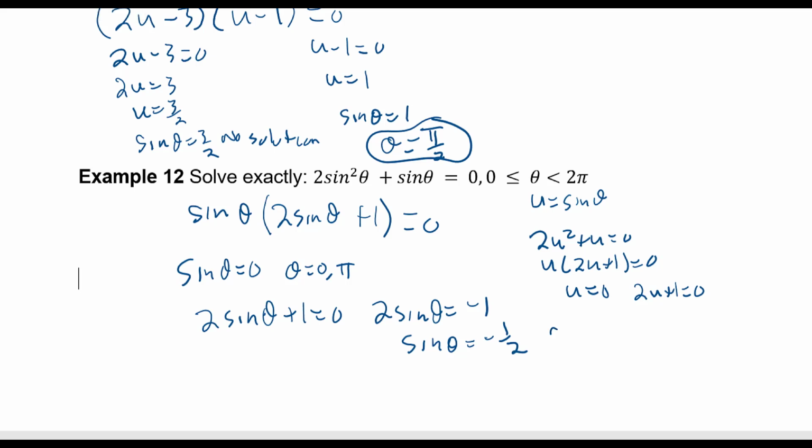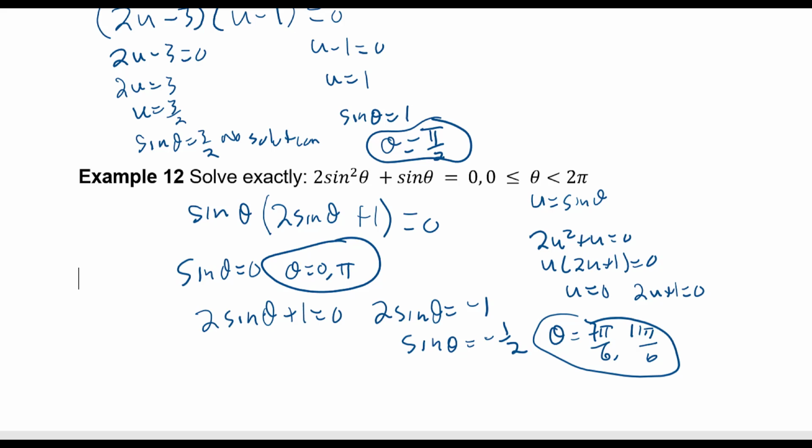That's going to occur where theta is, so it's a third and fourth quadrant, so it's going to be 7 pi over 6. I had this right the first time. 7 pi over 6 and 11 pi over 6. So those are our values.